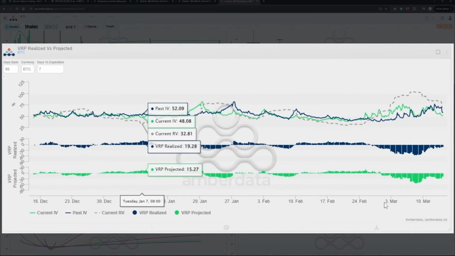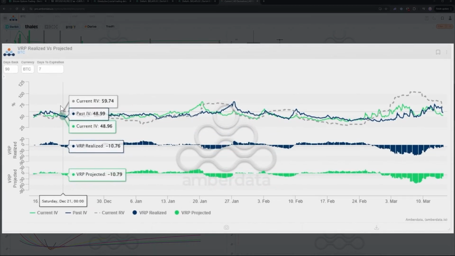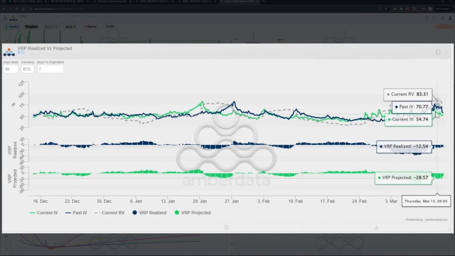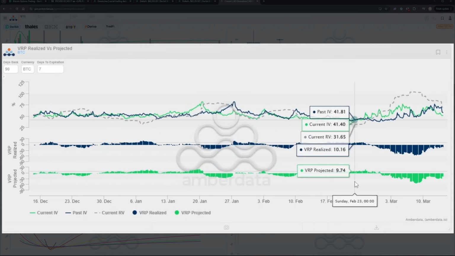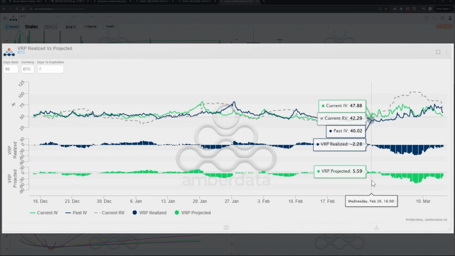The x-axis is time, of course, but it's also displaying the current implied volatility in green on top here. And then the solid blue line is this implied volatility shifted by the number of days up here. And what this allows it to calculate is the volatility risk premium that was actually realized over that time period. So we've got the VRP, which stands for volatility risk premium or variance risk premium. And what that essentially shows is how much higher or lower the implied volatility is than the realized volatility.